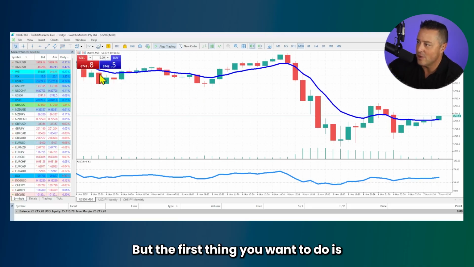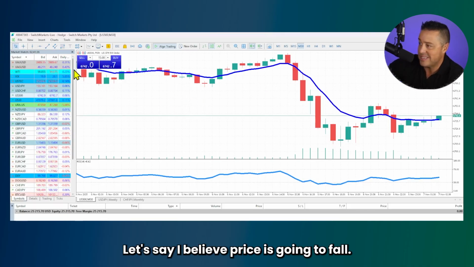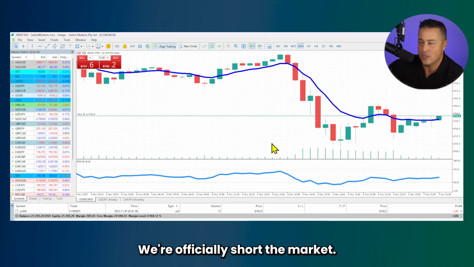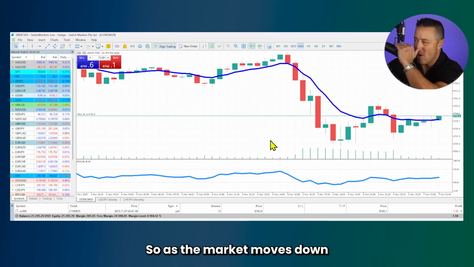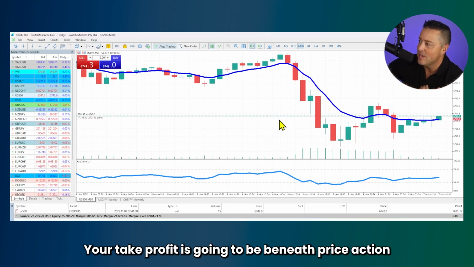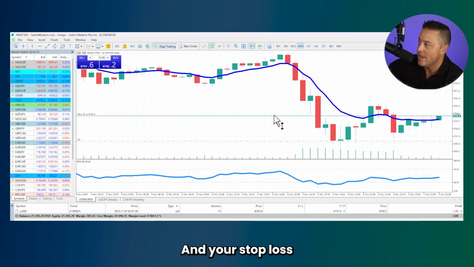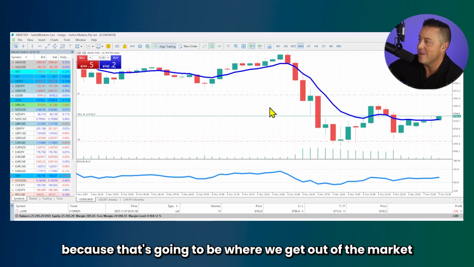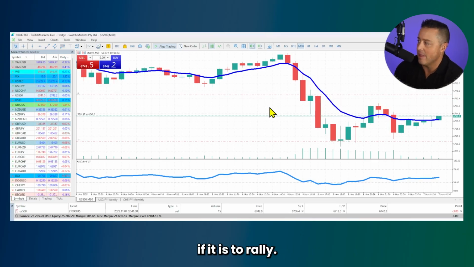The first thing you want to do is go up to your one-click trader. Let's say I believe price is going to fall. Let's go ahead and click sell. We're officially short the market. So as the market moves down, we are going to make money now. And how do you align this? Your take profit is going to be beneath price action because we are short, and your stop loss is going to be above price action because that's going to be where we get out of the market if it is to rally. That's all there is to it.